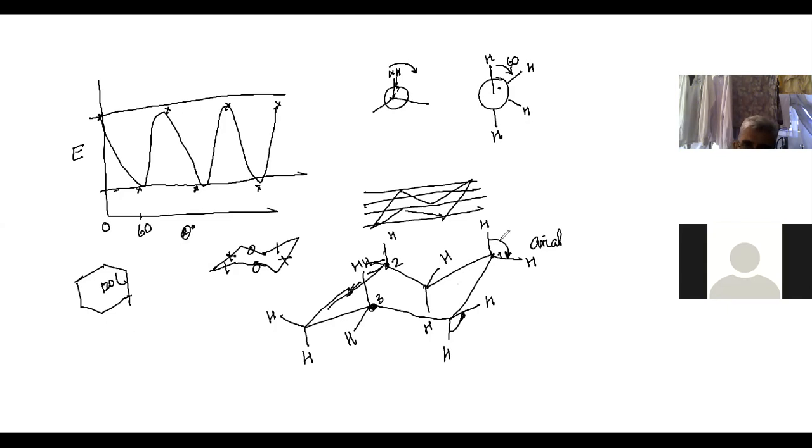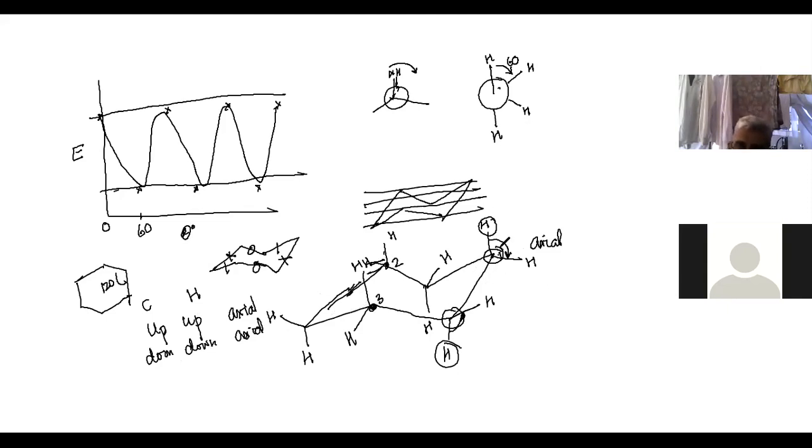On the up carbon, there is an up hydrogen, so up, up. I will put carbon here, hydrogen here. Up carbon, up hydrogen: axial. So up is axial. Down carbon, down hydrogen, so down, down: again axial. Down is axial, up is axial.